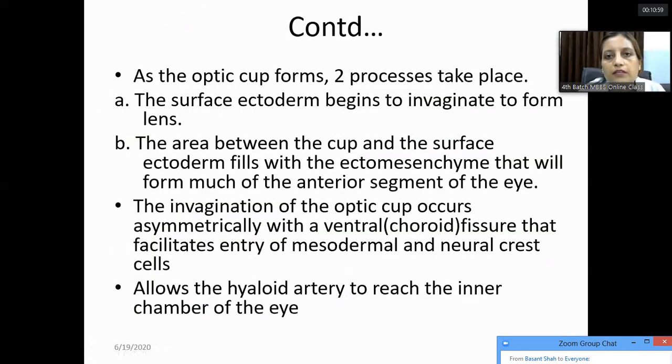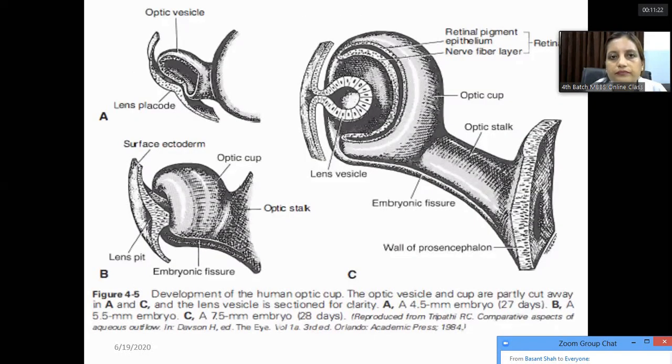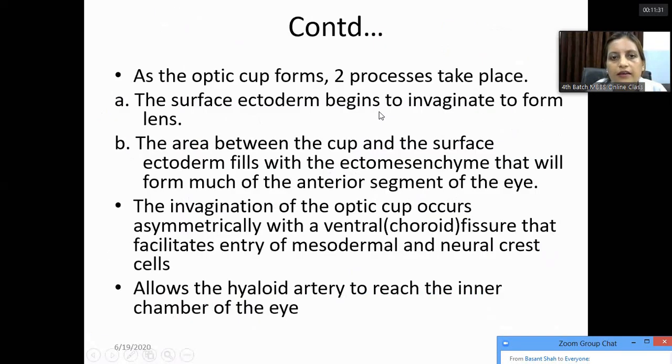As the optic cup forms, two processes take place. The surface ectoderm begins to invaginate to form the lens, and the area between the cup and the surface ectoderm fills with ectomesenchyme that will form much of the anterior segment of the eye. So most of the ocular structures are formed through this space between the surface ectoderm and the cup.